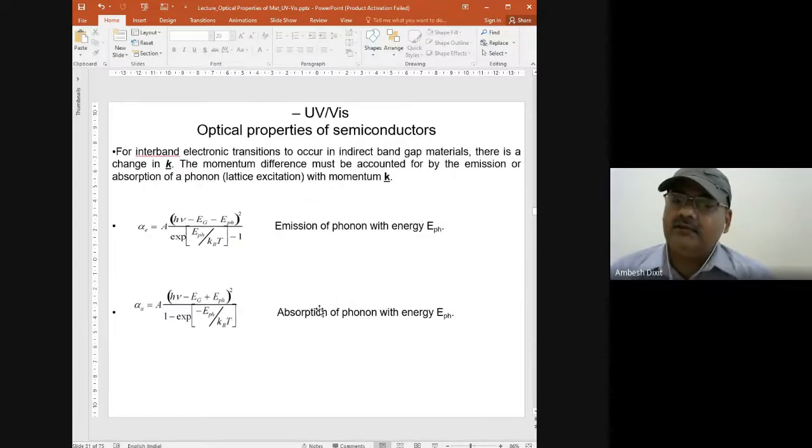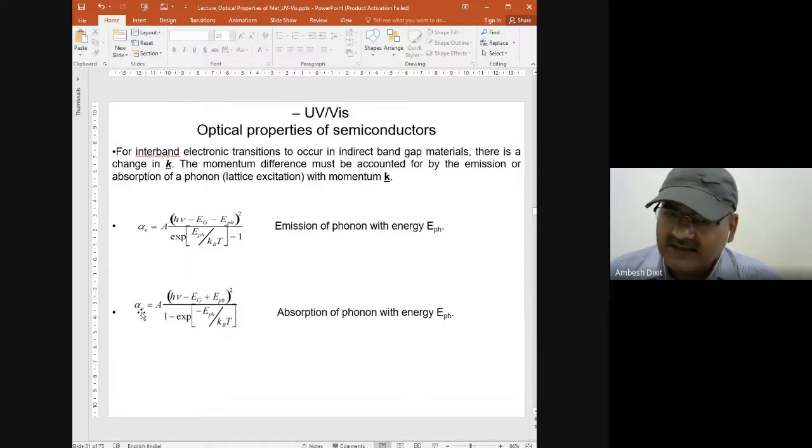However, if I have an indirect band gap, then phonon emission or phonon absorption is involved. That is like a lattice vibration. If phonon emission is involved, then alpha will be defined as (h nu minus band gap energy minus E phonon) whole square divided by the sum factor. And when absorption is involved, then Eg plus EPH will be there. H nu is the incident energy.